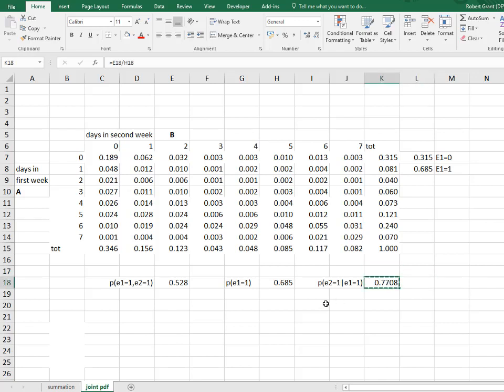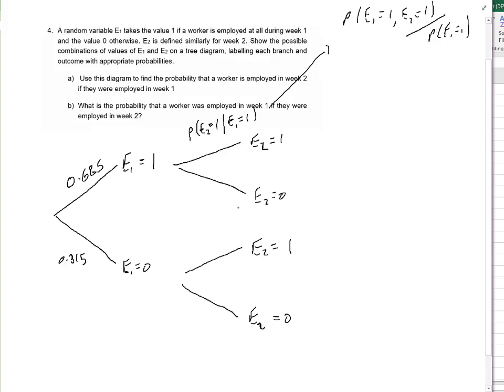Just a second. Take this back up here. Put this on here. It's 770803. It's just 08. And then we want a few more. We need the combinations of E1 and E2 being 0 and 1.